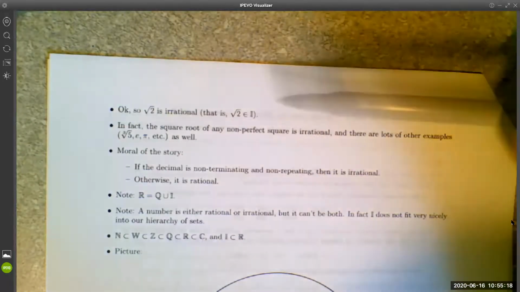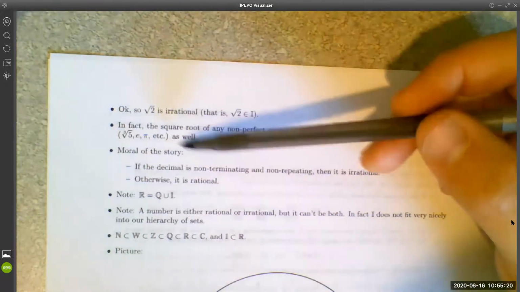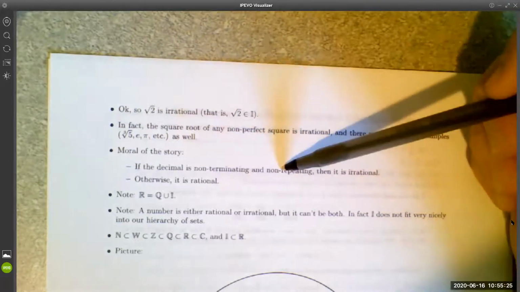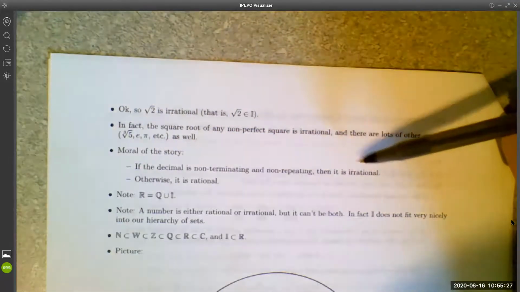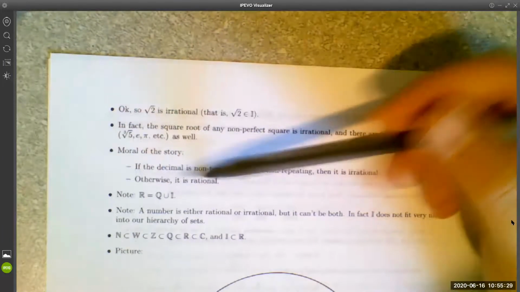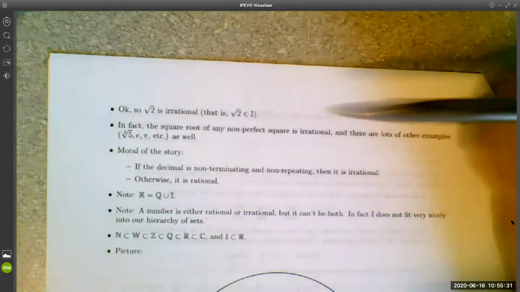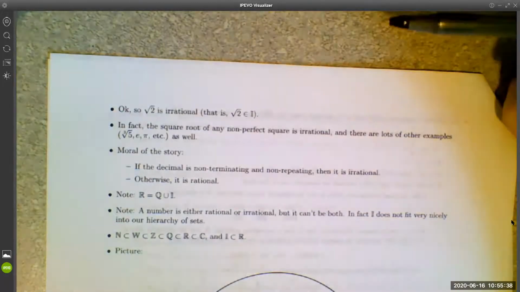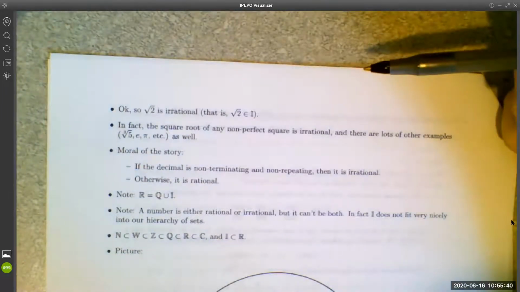So, as I said, the moral of the story is, if the decimal is non-terminating and non-repeating, then it is an irrational number. Otherwise, it's a rational number. So if it has a repeating pattern or if it terminates, then it can be changed into a rational number. So there you go. Not all real numbers are rational.